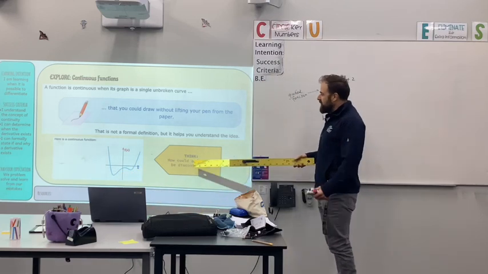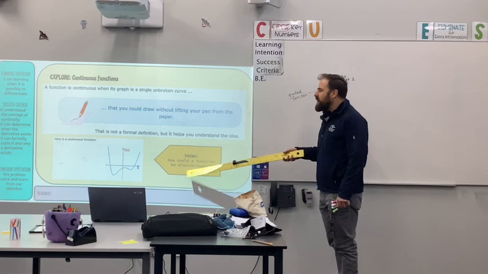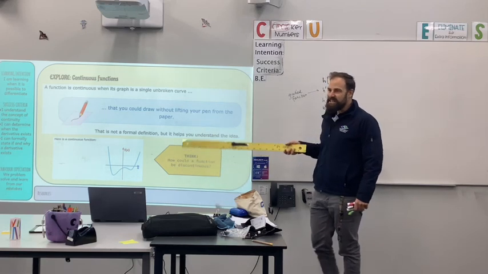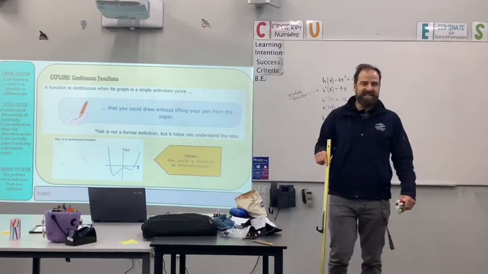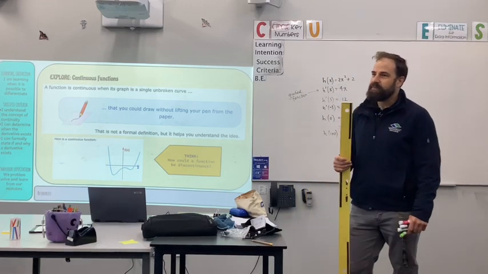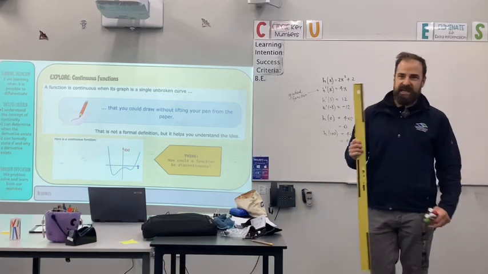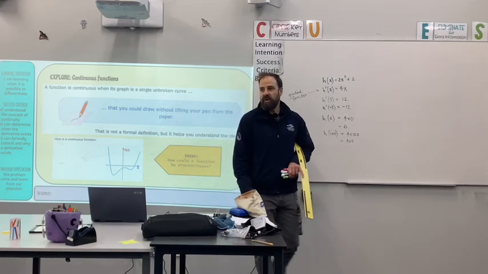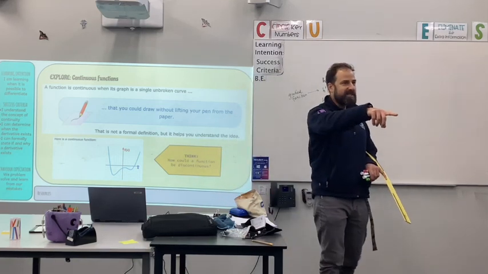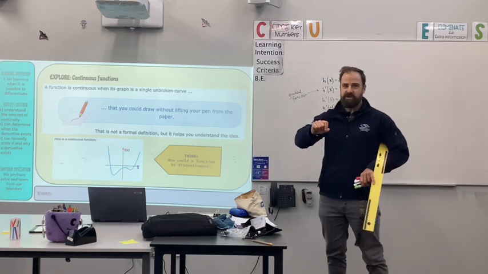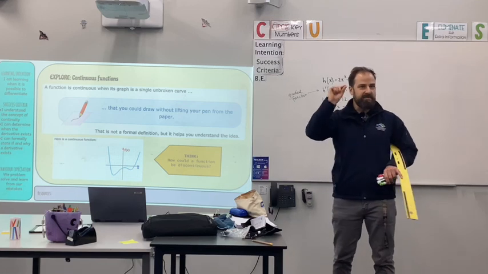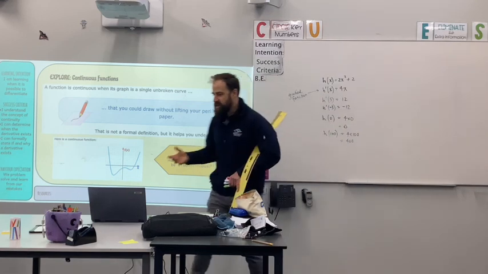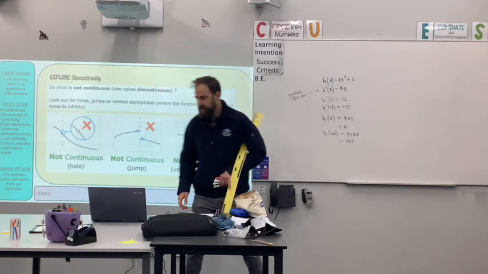Discuss with the person beside you for the next 30 seconds, how could this be made discontinuous? What would a discontinuous graph look like? Discuss, 30 seconds, go. As I moved around the room, a couple of things I heard were truncuses and hyperbolas. I couldn't draw truncuses and hyperbolas without lifting my pen off the paper because they have an asymptote.